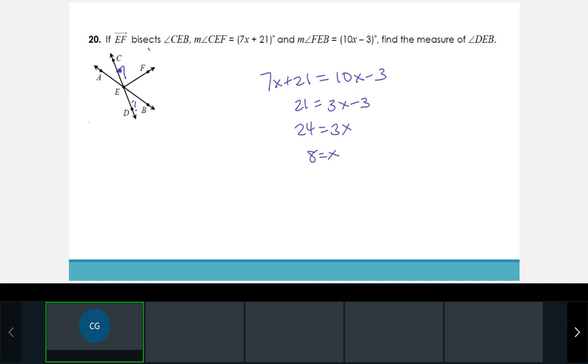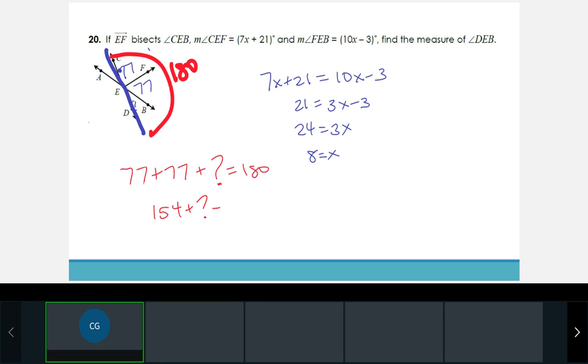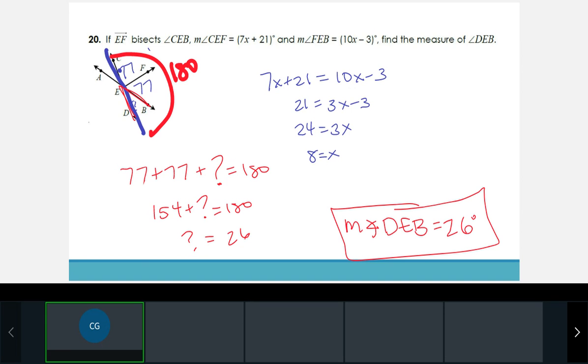Okay, we just determined that this angle was 77 and this angle was 77. And we know that this is a line. Well, we know that the measure of a line is 180. So we could say 77 plus 77 plus the angle we're trying to solve for equals 180. So we can solve for that question mark. Combine our like terms. You can use question mark as your variable if you want. Subtract 154 from both sides. Okay, 26. So the measure of the angle we're looking for, DEB, that's 26 degrees. Yay, good job, Deacon.